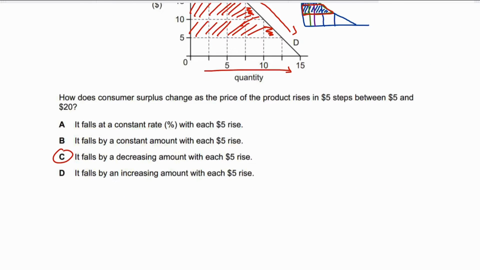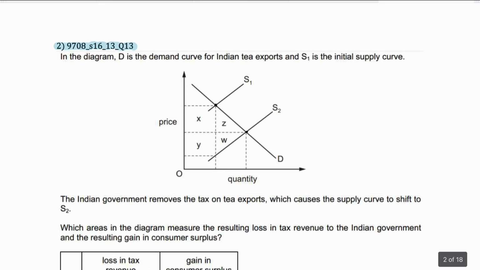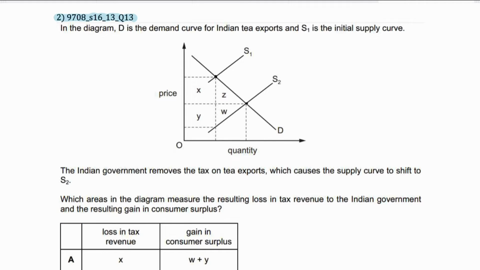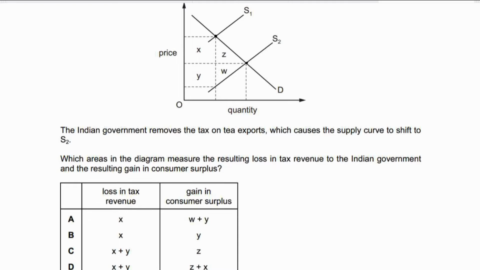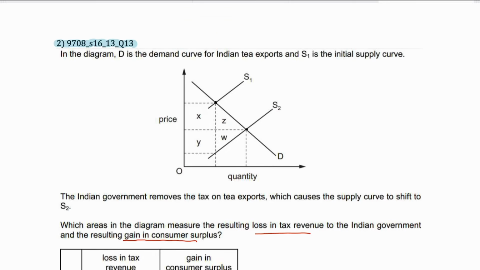Okay, so the next question says that in the diagram, D is a demand curve for Indian tea exports and S1 is the initial supply curve. The Indian government removes the tax on tea exports, which causes the supply curve to shift to S2. Obviously, the cost is going down, so the supply has to go up. This diagram measures the resulting loss in tax revenue to the Indian government and the resulting gain in consumer surplus, right? So let's see which would represent the loss in tax revenue.